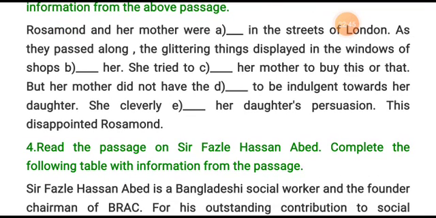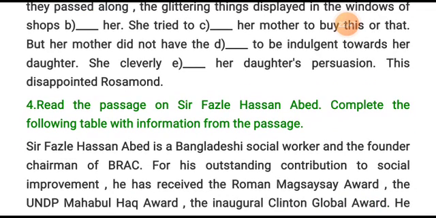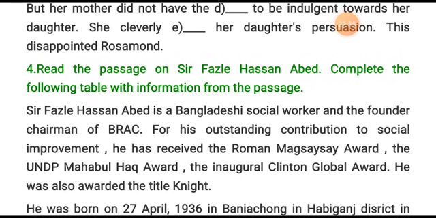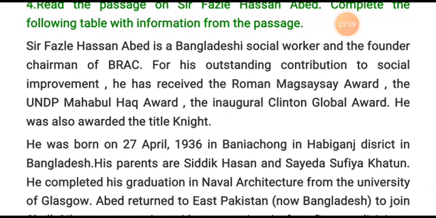Number 4. Read the passage on Sir Fazle Hasan Abed. Complete the following table with information from the passage. Sir Fazle Hasan Abed is a Bangladeshi social worker and the founder chairman of BRAC. For his outstanding contribution to social improvement, he has received the Ramon Magsaysay Award, the UNDP Mahbub ul Haq Award, the inaugural Clinton Global Citizen Award. He was also awarded the title Knight.